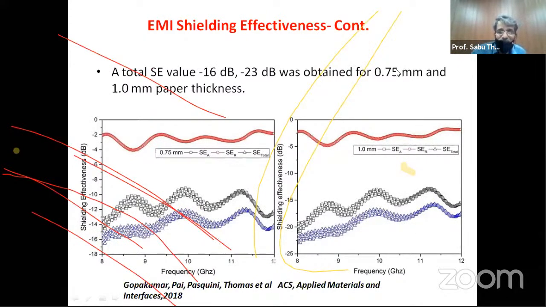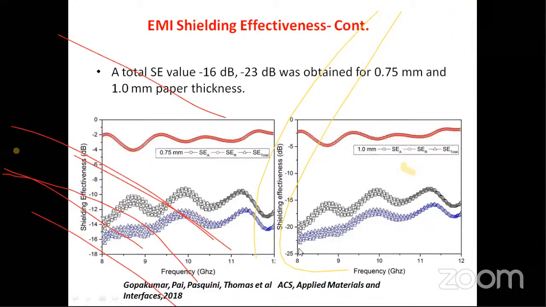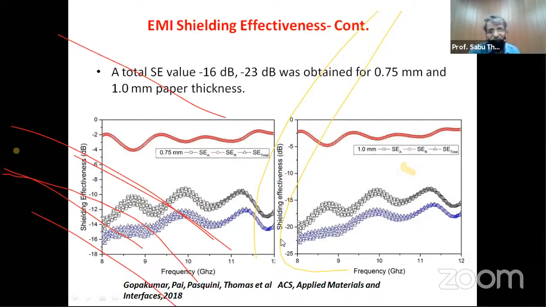And we made different thicknesses, 0.75 mm, 1 mm thickness paper. And we could make beautiful different types of EMI shielders.